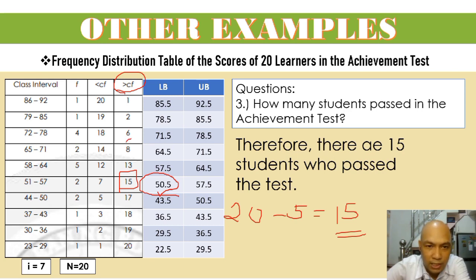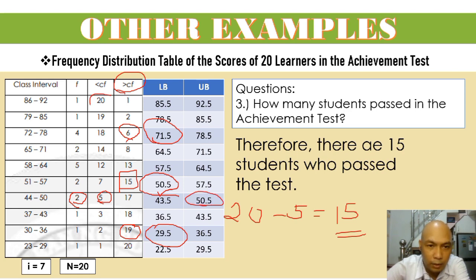Halimbawa, itong 6 na to, ano ibig sabihin? There are 6 students who got greater than or equal to 71.5. Halimbawa, ano ibig sabihin ng 19? There are 19 students who got greater than or equal to 29.5. Ano naman ang ibig sabihin ng 5 dito? There are students who got less than or equal to 50.5.